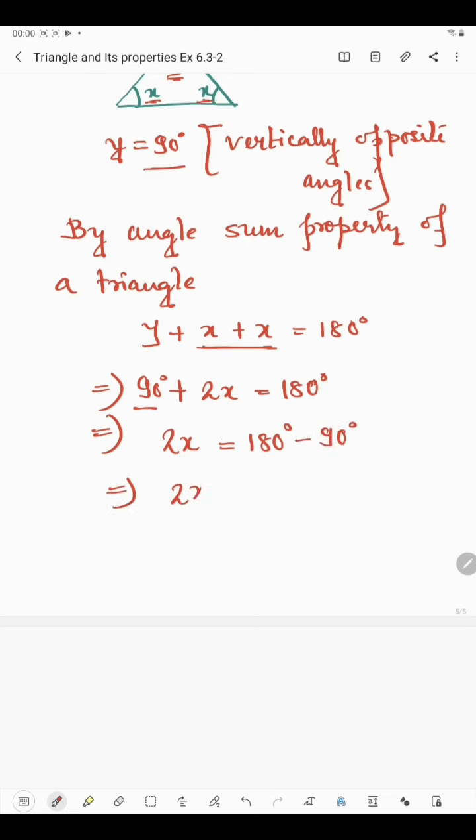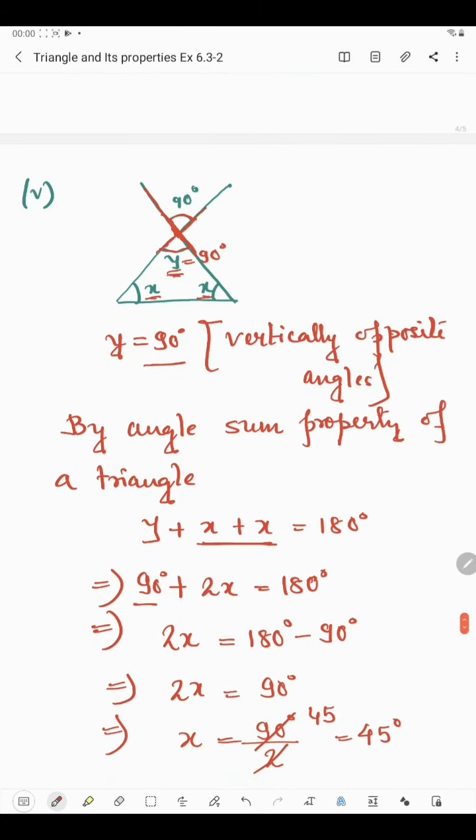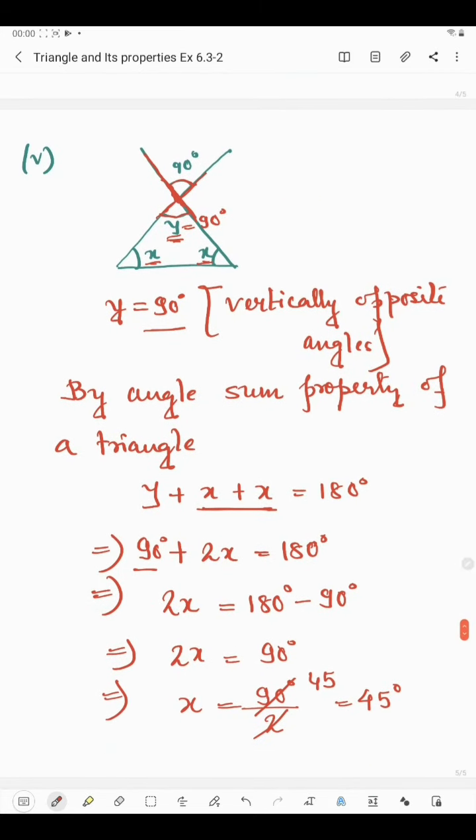So 2x is 180 minus 90, which is 90 degree. Now what will be the value of x? 2 into x. So the value of x will be 90 divided by 2. If you take 2 to the right hand side, it will be division. Now 2 ones are 2, 2 45s are 90. So the value of x is 45 degree. So the value of x is 45 degree and y is 90 degree. Okay. Now coming to the last part.